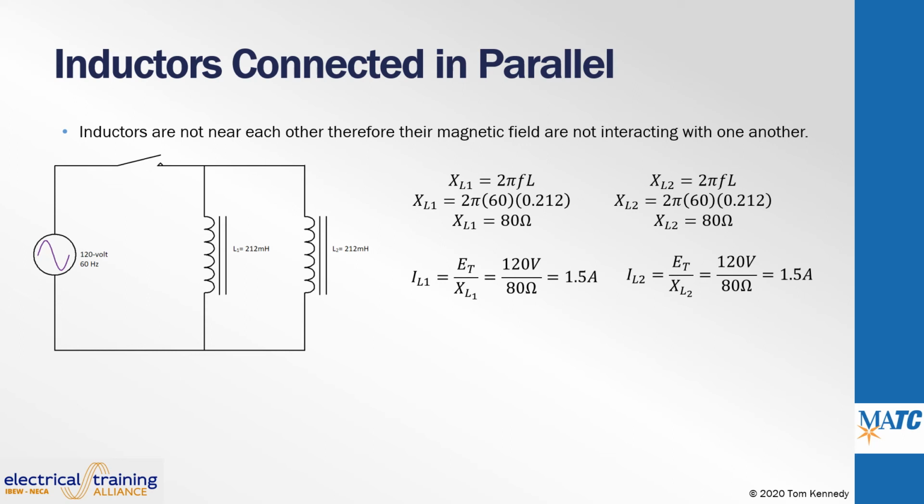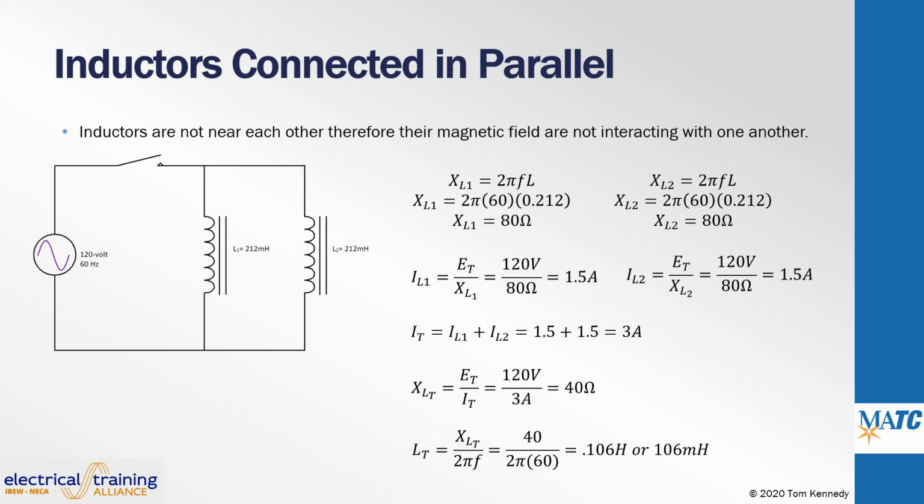The total circuit current would be the sum of the individual branches. Therefore, the total current in this circuit is 3 amperes. This total current can be used to determine the total circuit inductive reactance using Ohm's law formulas. 120 volts divided by 3 amperes provides a resulting total inductive reactance of 40 ohms. This can be put back into the inductive reactance formula to solve for inductance. The total inductance of this parallel circuit is 106 mH.